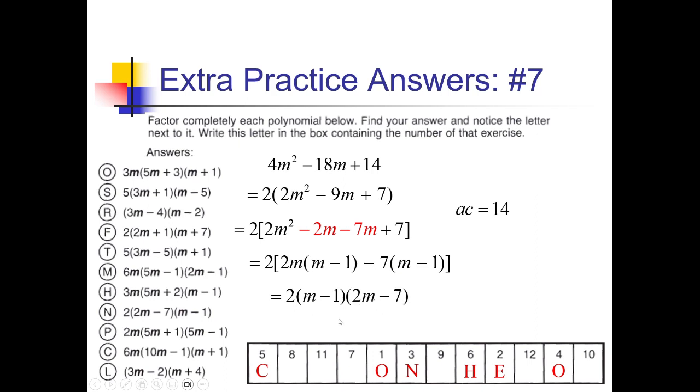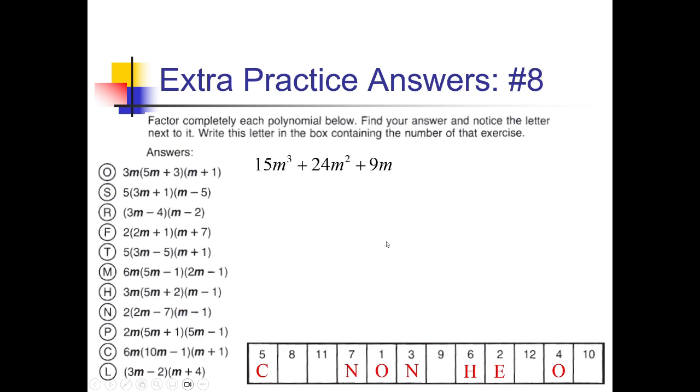Looking to see that on the left side here, I've got a 2m plus 1. That's not what I want. It looks similar, but that's not the one I wanted. It's a little bit different. Let me keep searching. Here we go. 2m minus 7, m minus 1. So that means 7 here, box 7, is getting an N for that one.